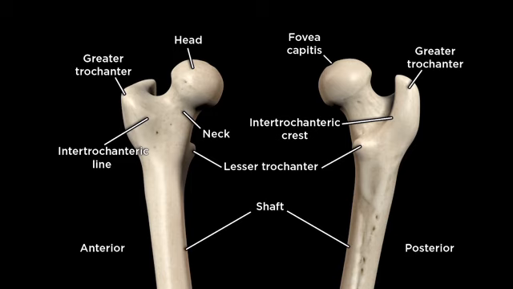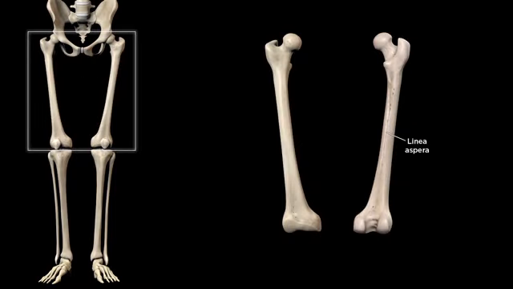Continuing on with our study of the femur, the anterior shaft of the bone is smooth, but posteriorly, the femoral shaft bears a long ridge called the linea aspera. It's a major muscle attachment site for one or more muscles in each of the 3 compartments of the thigh.